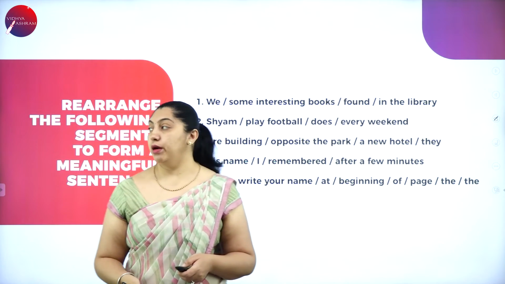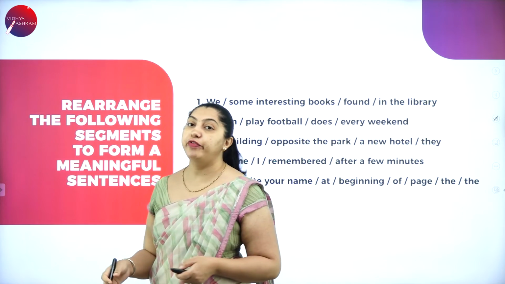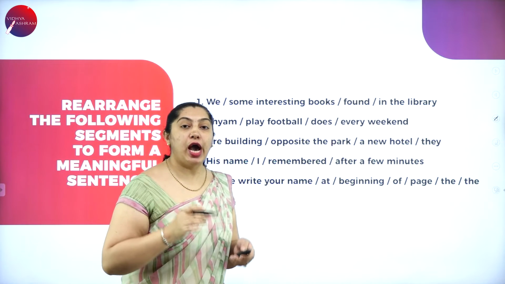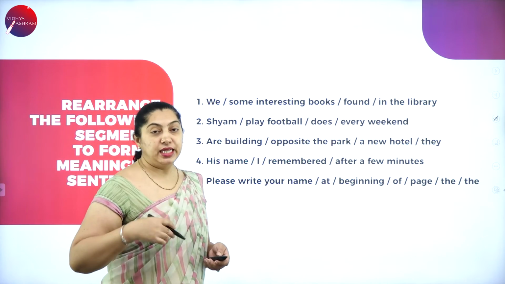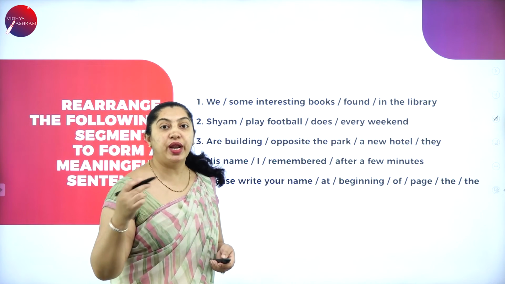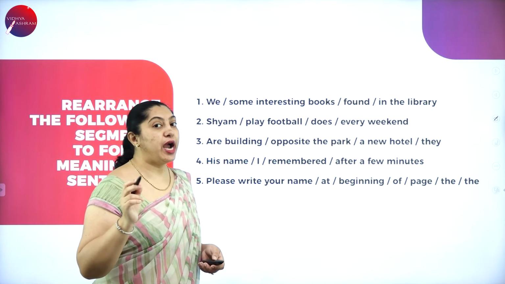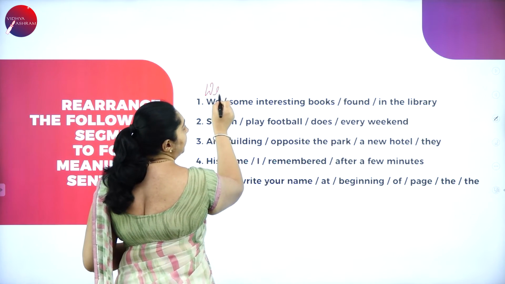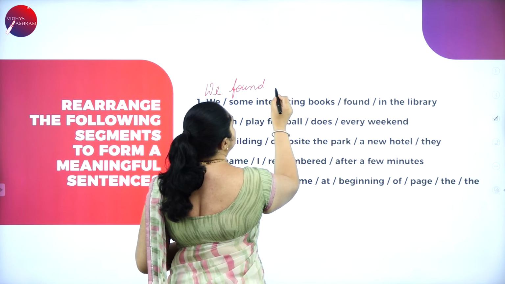And the next one here. Rearrange the following segments to form a meaningful sentence. So you can see it is jumbled. You have to rearrange the sentence to get a meaningful sentence. I'll just write the answer for the first one and the remaining I'll just number it. First thing, you need to identify the subject. So it is we found some interesting books.